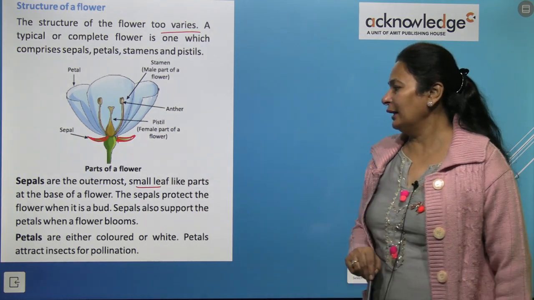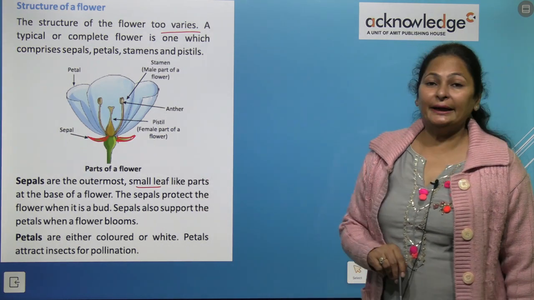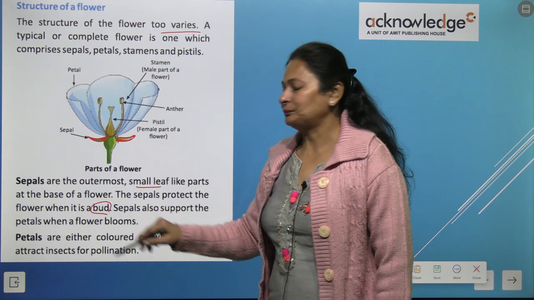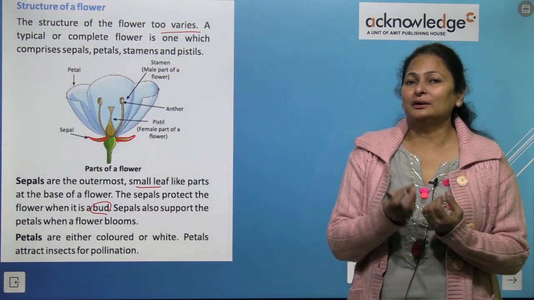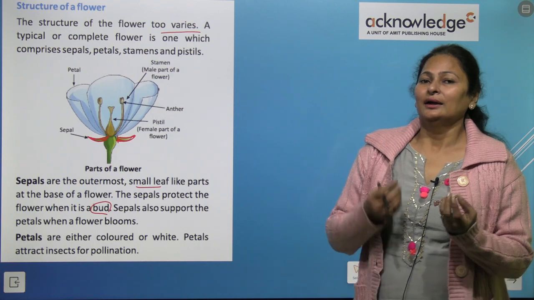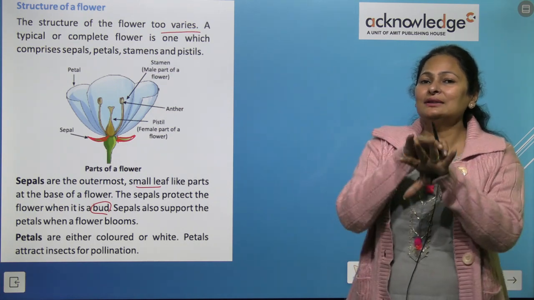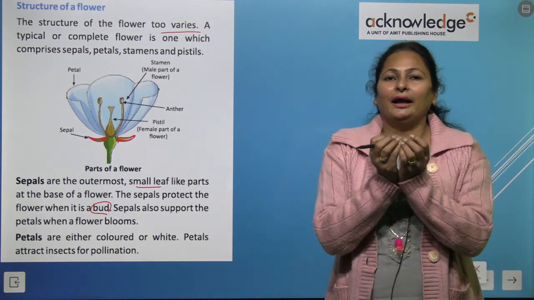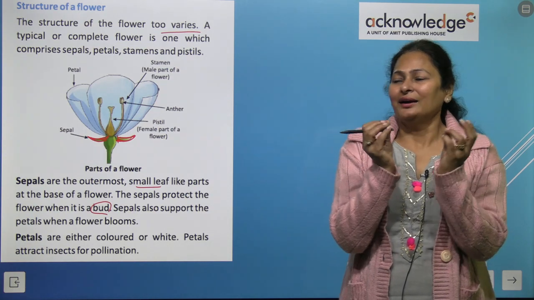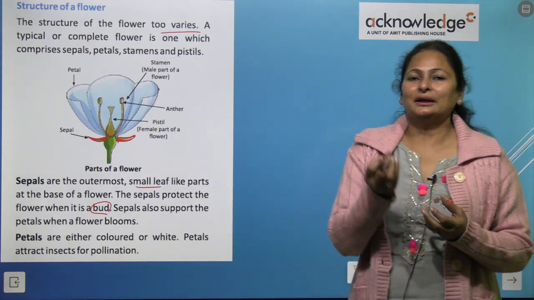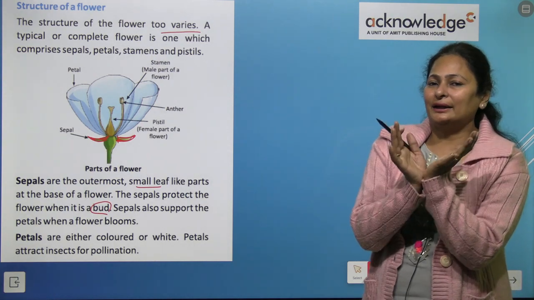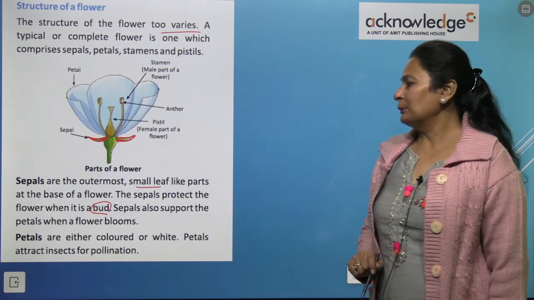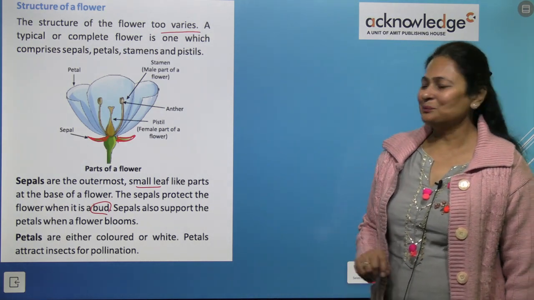This structure is called the sepal. It is green in color and the sepal protects the flower when it is a bud. When the bud blooms into a flower, the sepal, which covered the bud, protects the flower too. It opens and gives support to the flower. So this is called the sepal. Sepal also supports the petals when the flower blooms.